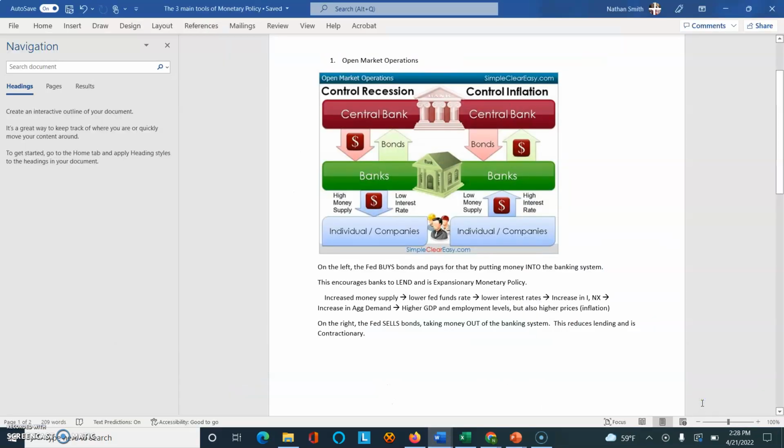Hi everyone, this is Professor Smith, and this short video is designed to help you understand how the Fed's tools of monetary policy are used to create an expansionary or contractionary policy.